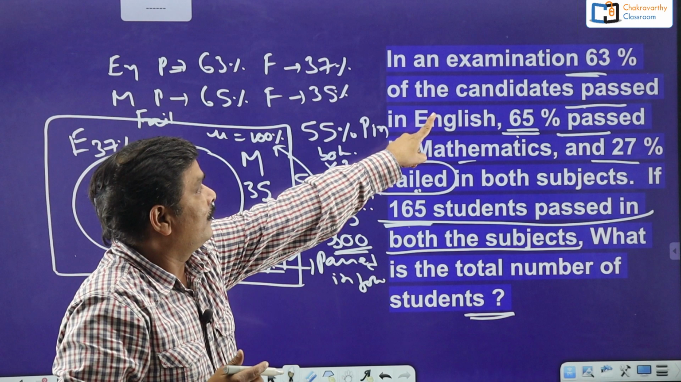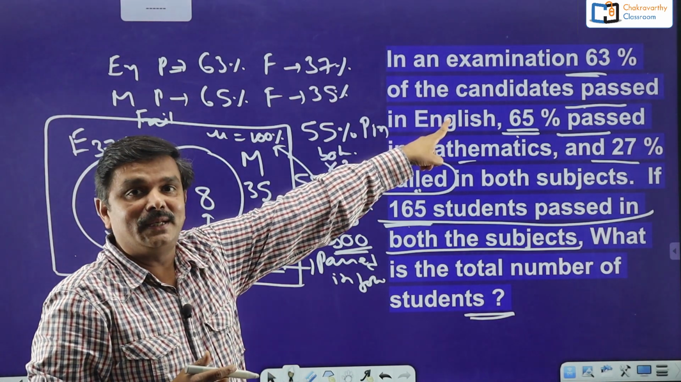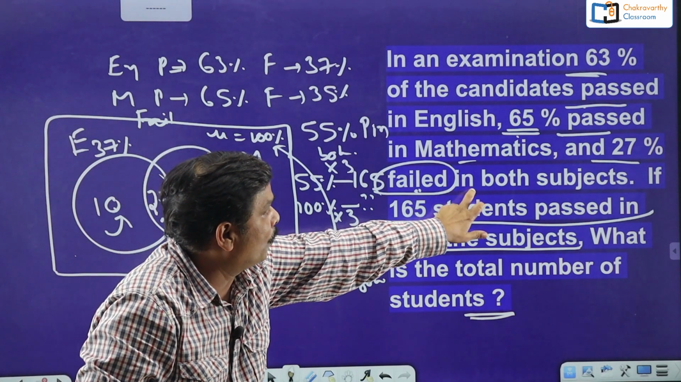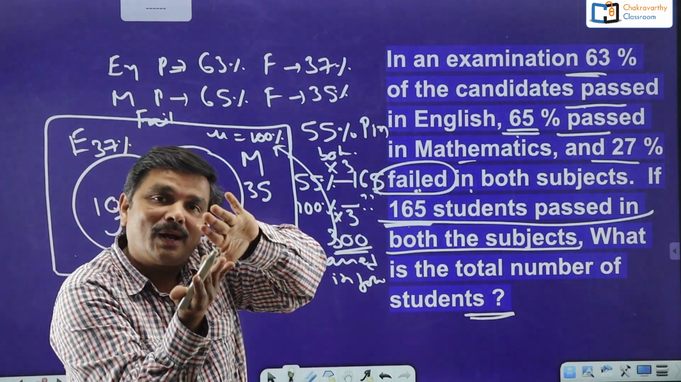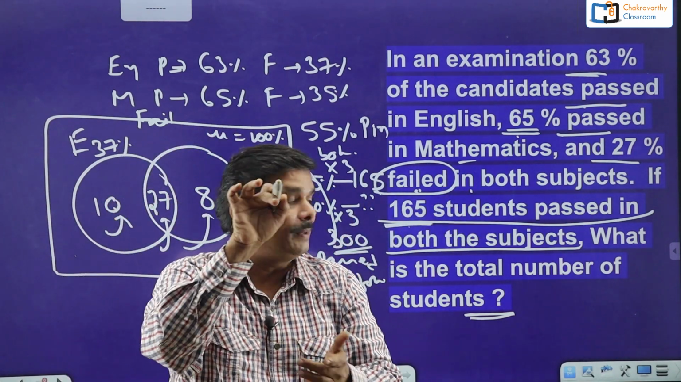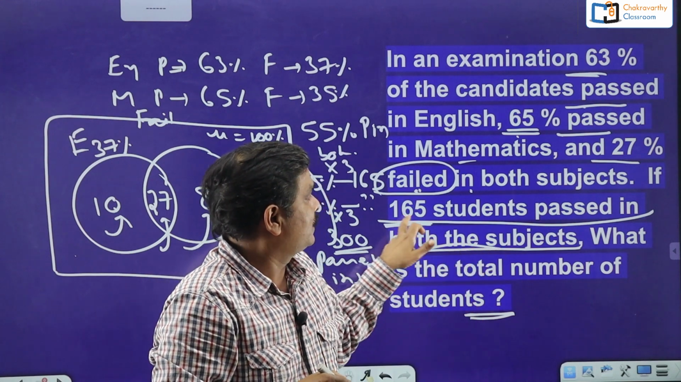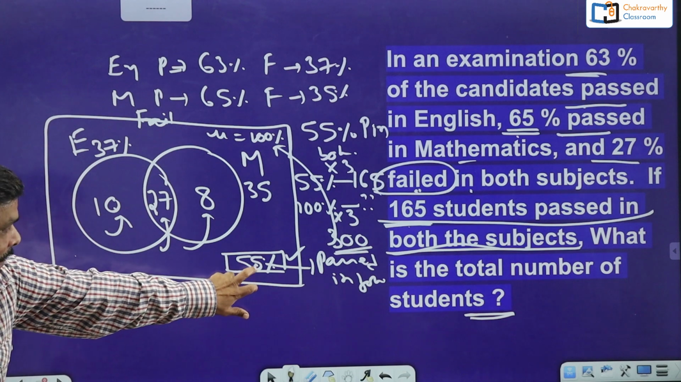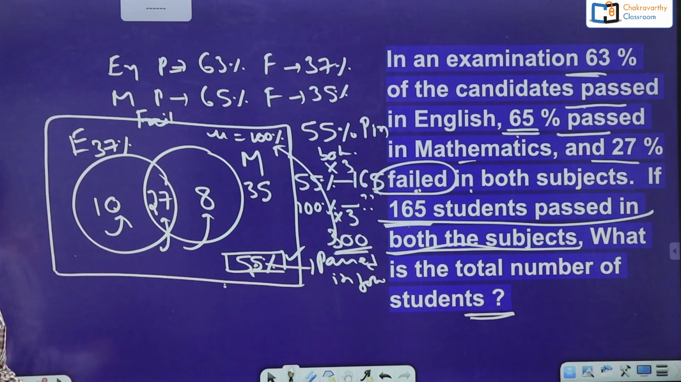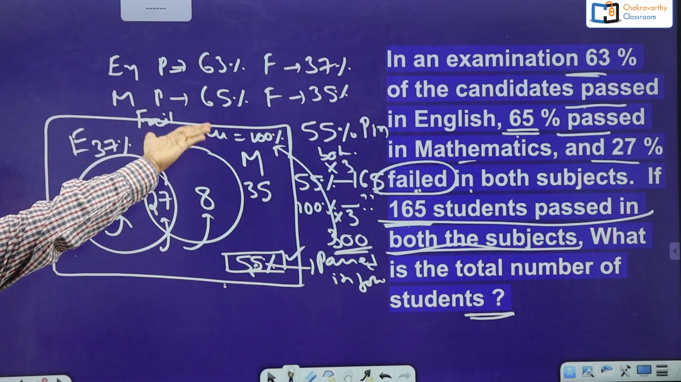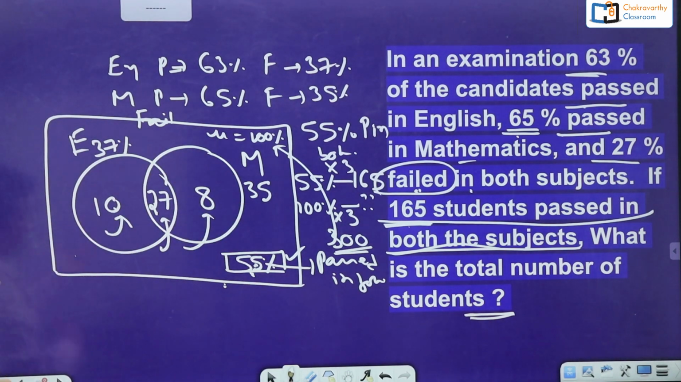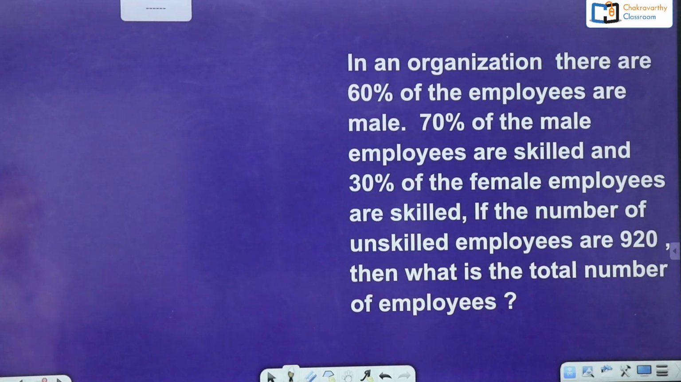See the terminology: they have given one place passed in English, again passed in mathematics, but failed in both. You need to convert the entire thing to a failed chart, because finally they have given 165 students passed in both. Here in this diagram, I get 55% passed in both. So 55% is equal to 165, 100% is how much? Alright, now take the next question quickly.